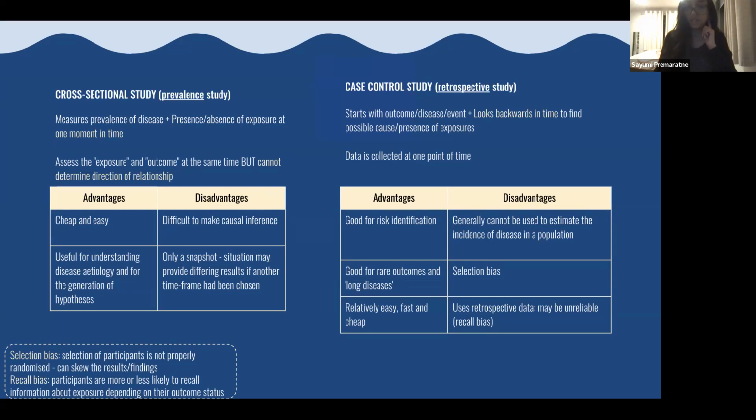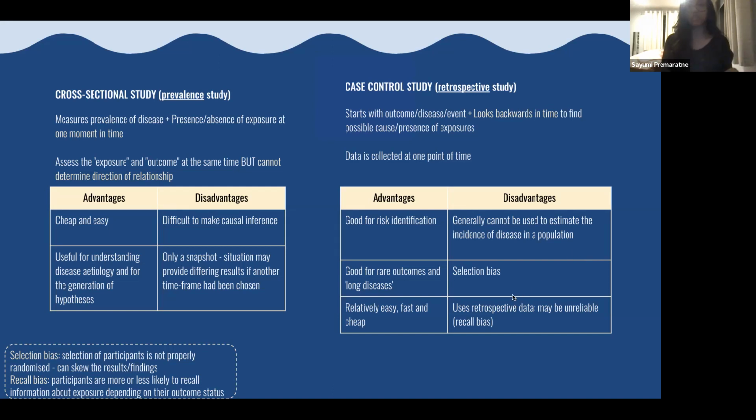One specific disadvantage of this is something called recall bias, which is pretty much where someone who has lung cancer would actually be more likely to report that they had smoked in the past versus someone who doesn't have lung cancer. They might be less likely to remember whether they smoked or not because it's just not significant to them.